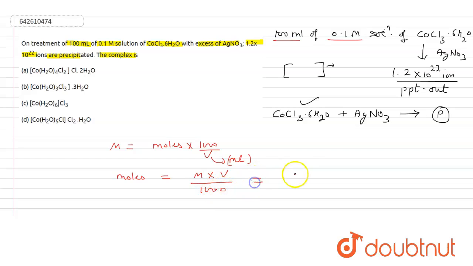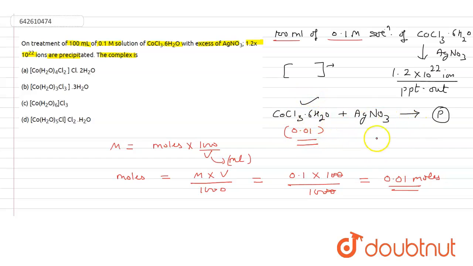So the molarity is 0.1 molar and the volume is 100 ml, divided by 1000. If I cancel it, I get 0.01 moles. So this is 0.01 mole of this complex.